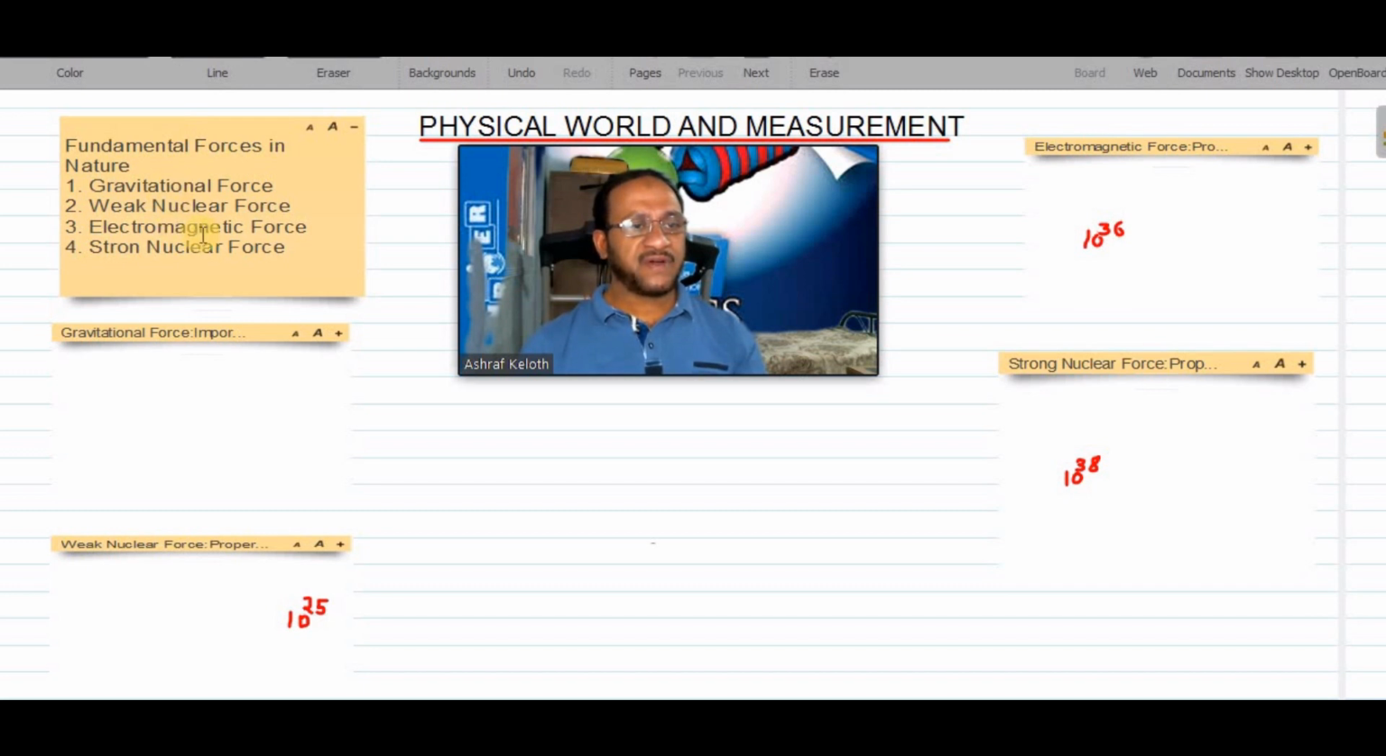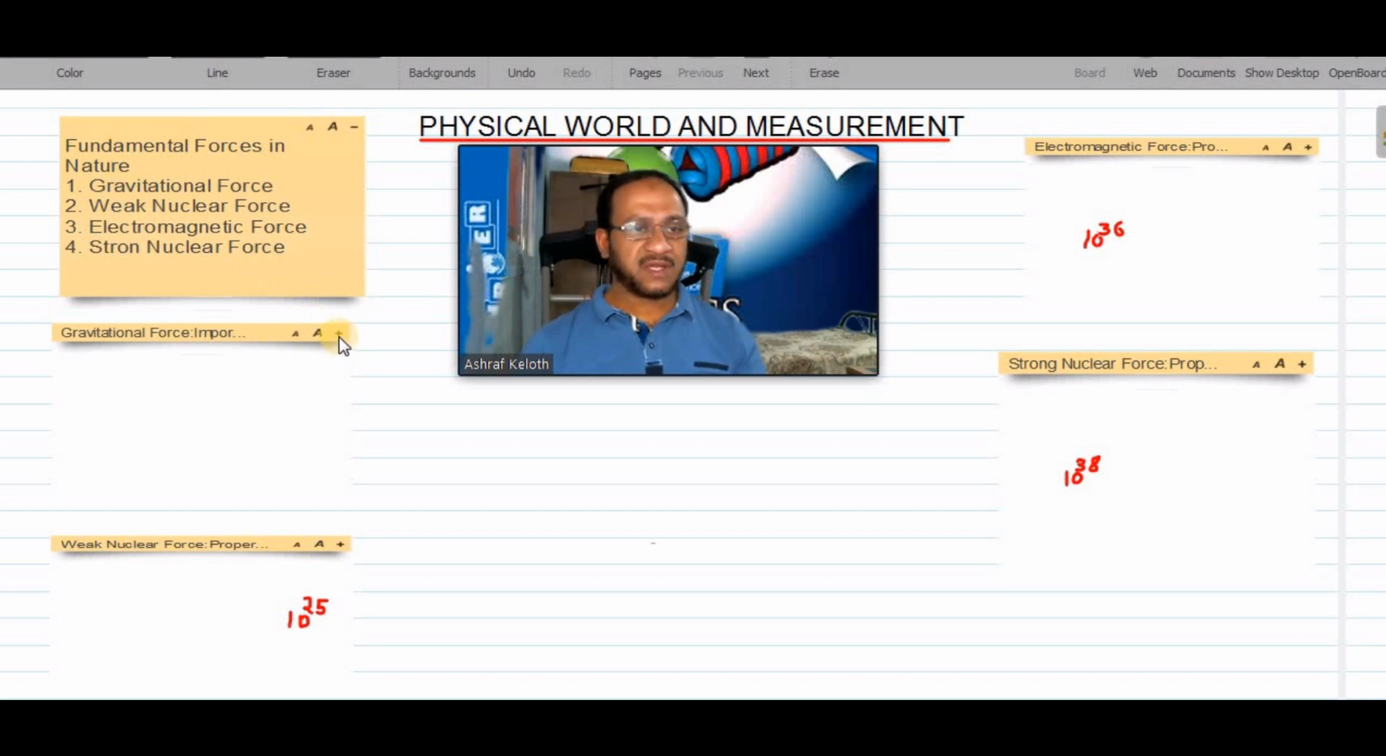These are the 4 fundamental forces in nature. The first one is gravitational force, the second is weak nuclear force, the third is electromagnetic force, and the fourth is strong nuclear force. And these forces are arranged in increasing order. Increasing order means the weakest force is gravitational force among these. Then the stronger one is the weak nuclear force, then electromagnetic force. The strongest force in nature is strong nuclear force. We will come to this one by one.